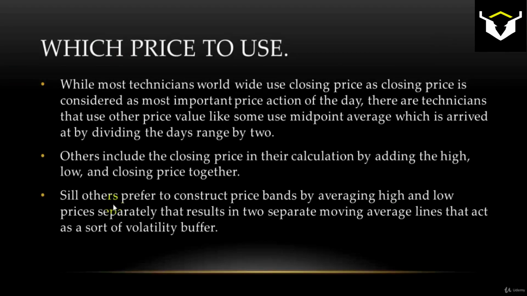Which price to use? While most technicians in the world use the closing price, considered one of the most important price actions of the day, there are technicians that use other price values. Some use the midpoint average, which is arrived at by dividing the day's range by 2. Others include the closing price in the calculation by adding high, low, and closing price together. Still others prefer to construct price bands by averaging high and low prices separately, which results in two separate moving average lines that act as a sort of volatility buffer.